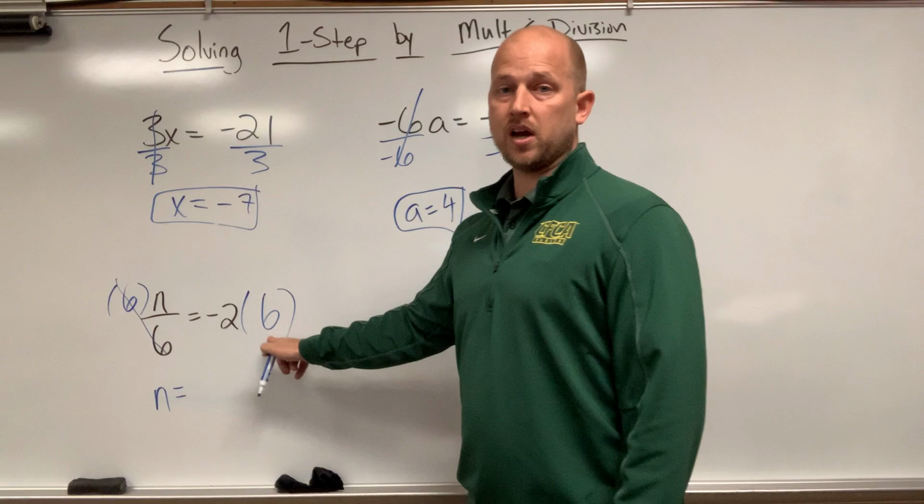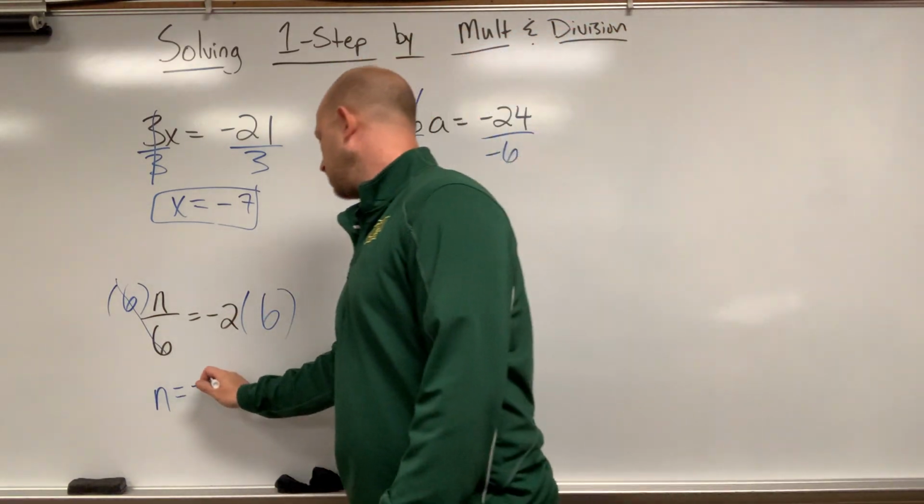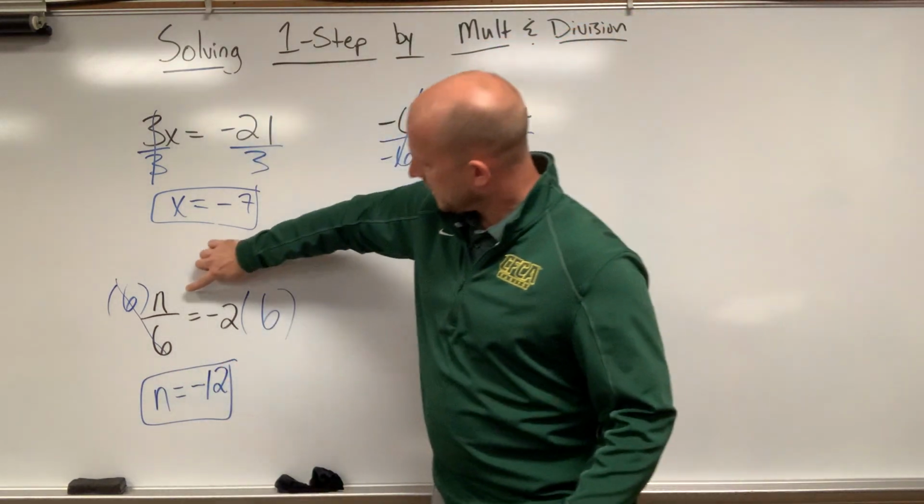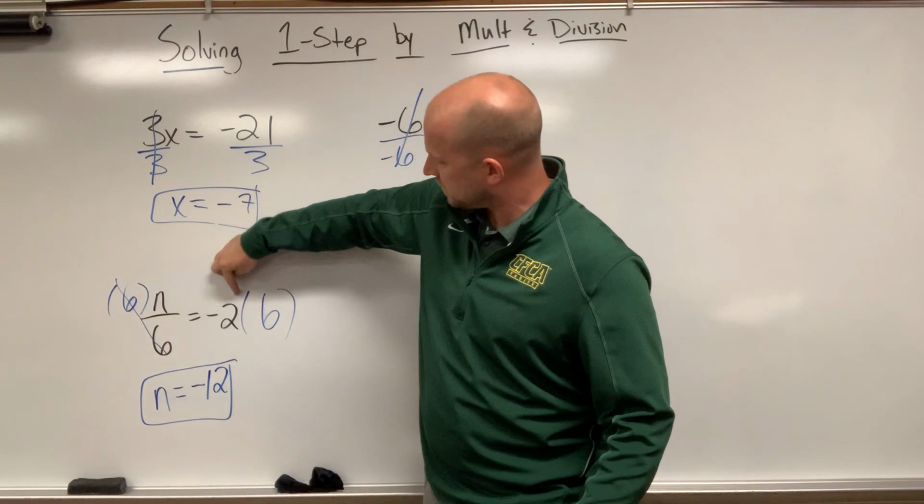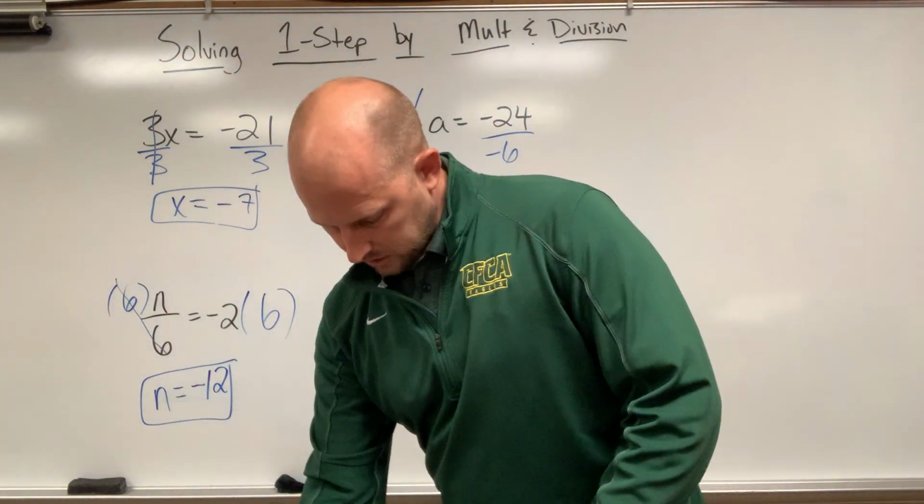-2 times +6, different signs, negative. 2 times 6 is 12. And you can do a quick check. -12 divided by 6 does give you a -2. You're good to go. All right, last one.